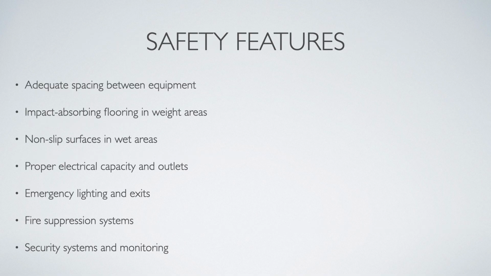Safety features. Built-in safety must include the following: adequate spaces between equipment, because we don't want people to get hurt. Impact absorbing flooring in the wet areas. Non-slip surfaces in wet areas. Proper electrical capacity and outlets. Emergency lighting and exits. Fire suppression systems, and security system and monitoring.